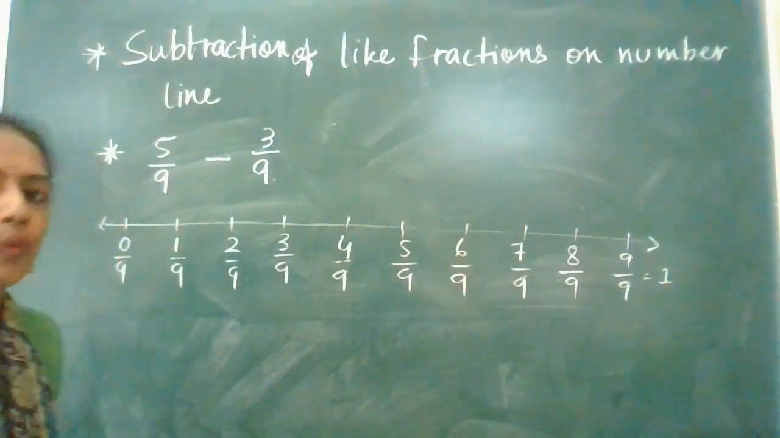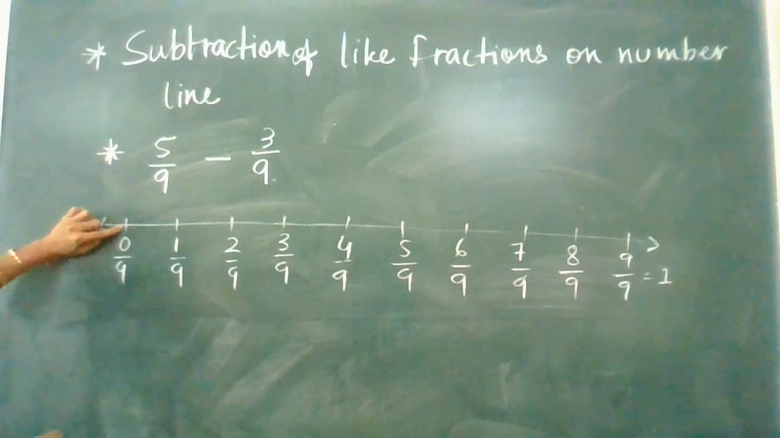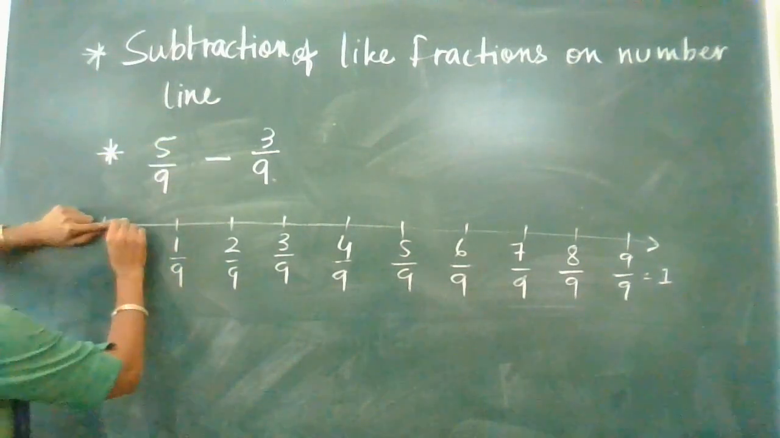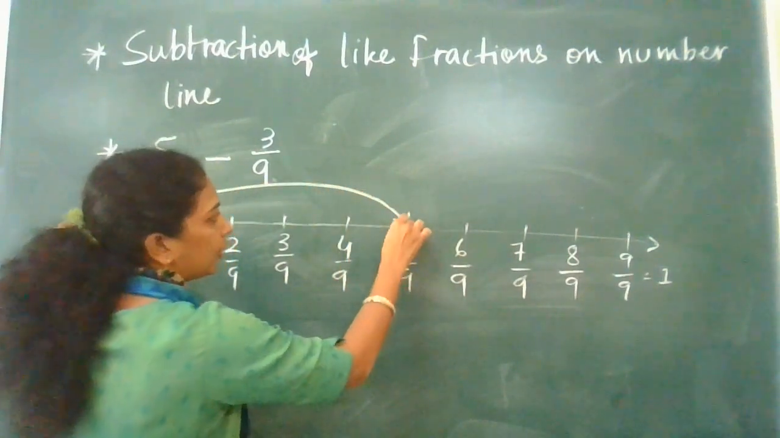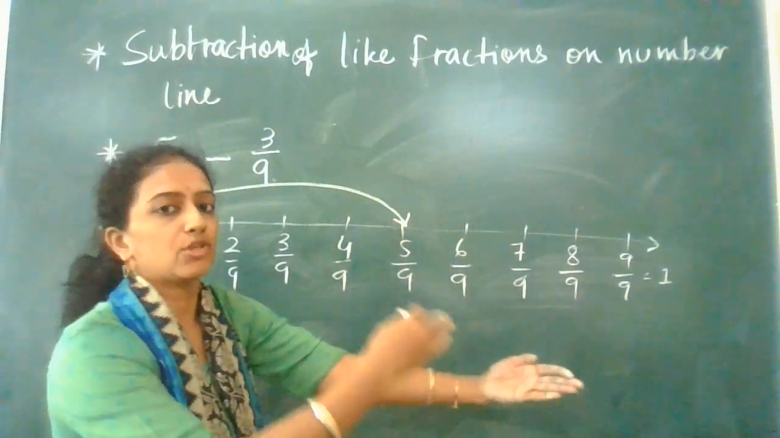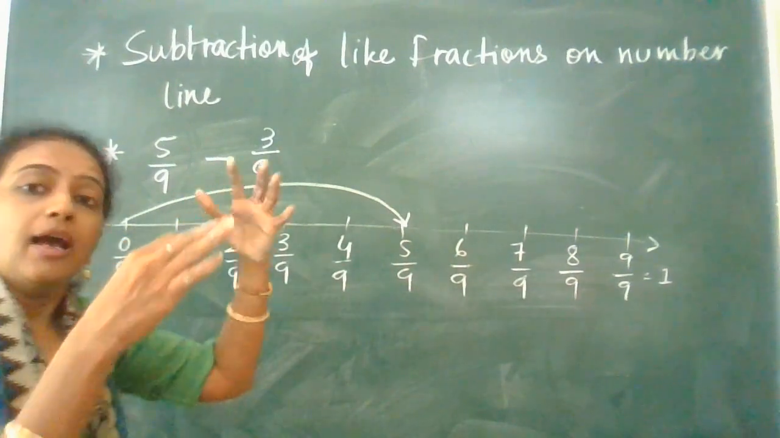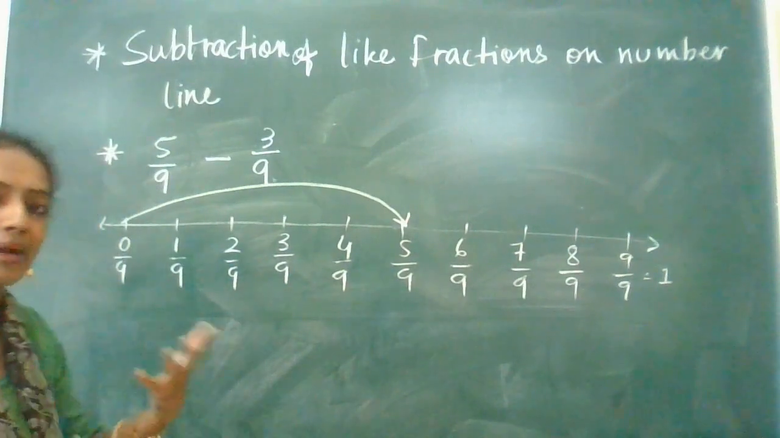As we all know, the basic method remains the same. You have to start with the 0 and we'll be going to the first fraction, which is 5 upon 9. So we'll just jump and go to 5 upon 9. Don't forget to put the arrow. This arrow is very important, which is showing the direction. Now this is subtraction, so the value is decreasing. When the value is decreasing, you have to move backward.